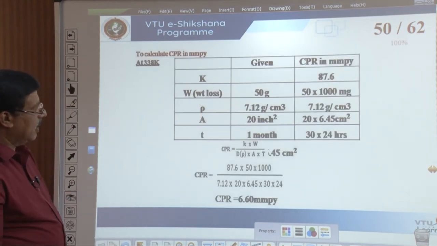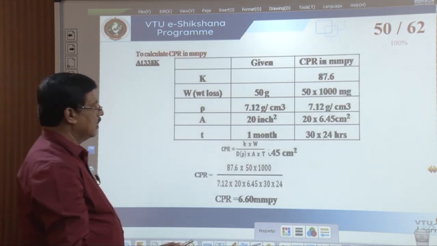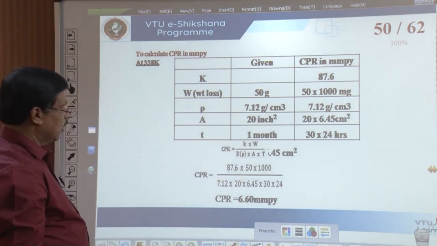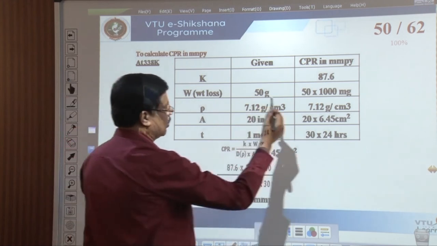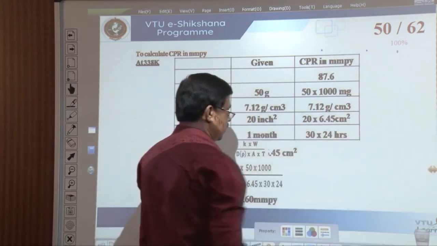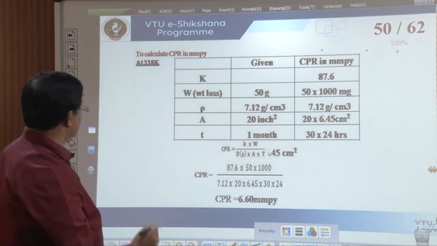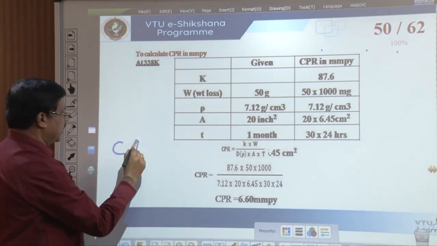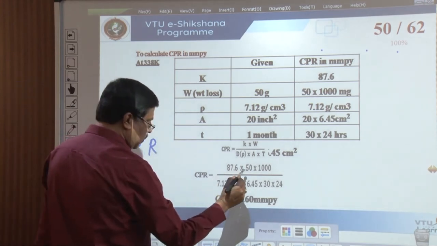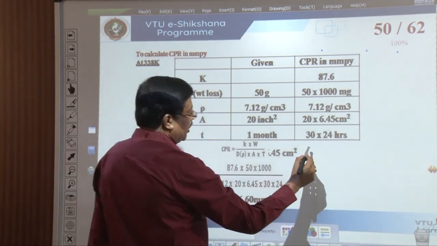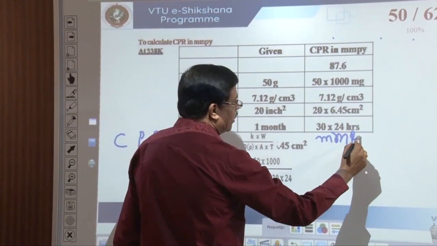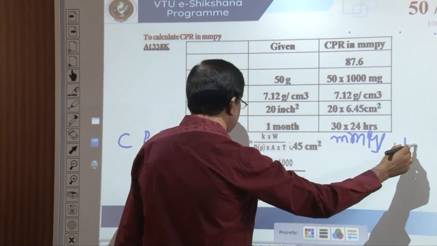Now you are going to do this for the higher temperature. As I told you, the values are given. You have tried temperature 1, temperature 2, temperature 3. Now, corrosion penetration rate, CPR, is equal to this. You have to write the unit, millimeter per year, and you will get 1 mark.